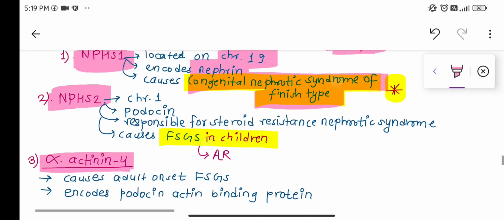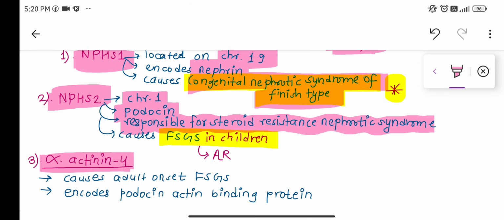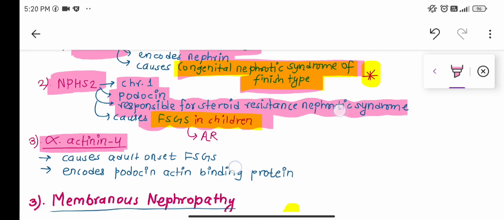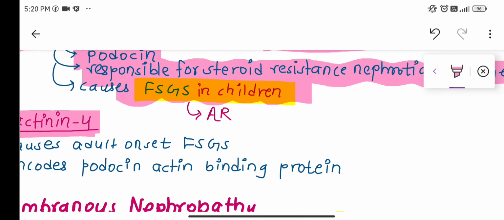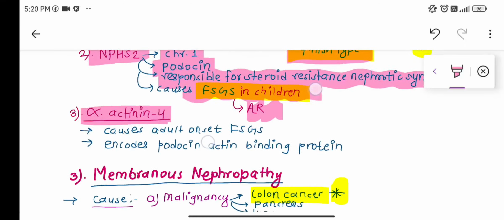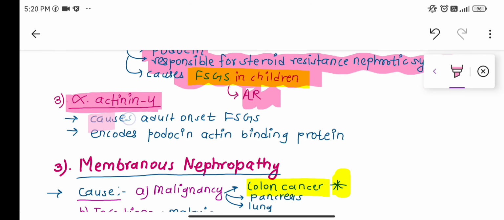Now next is NPHS2, which is located on chromosome number 1, and it encodes the protein podocin, and it is responsible for steroid resistance in nephrotic syndrome. It causes focal segmental glomerulosclerosis in children, and this type is autosomal recessive. Alpha actinin 4 causes adult onset focal segmental glomerulosclerosis. It encodes the actin binding protein.